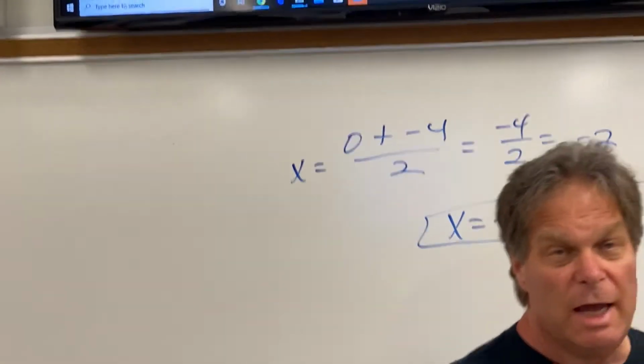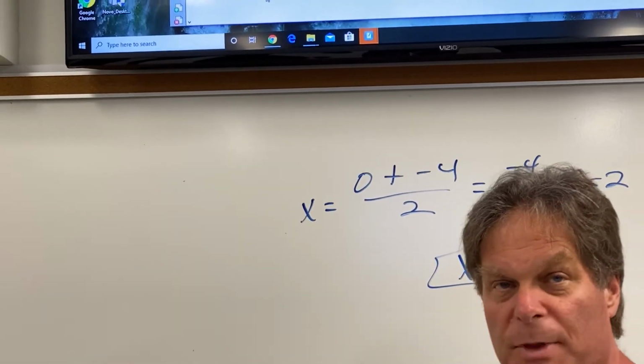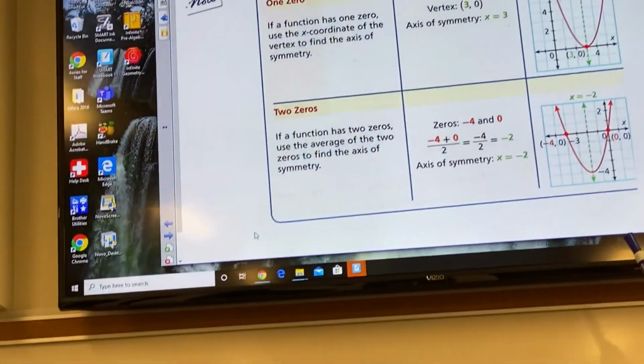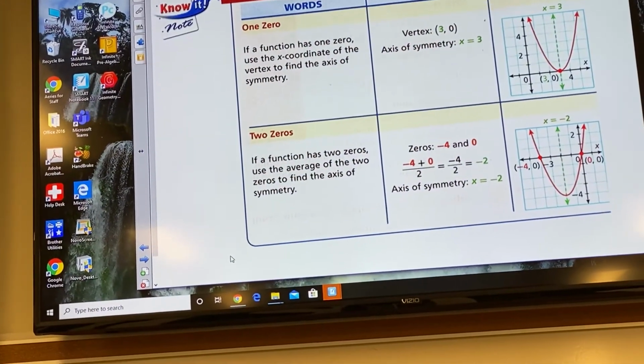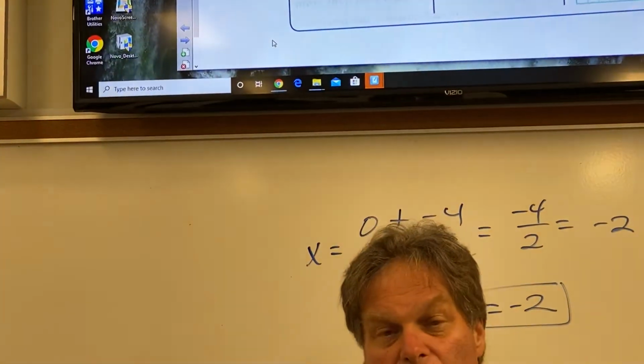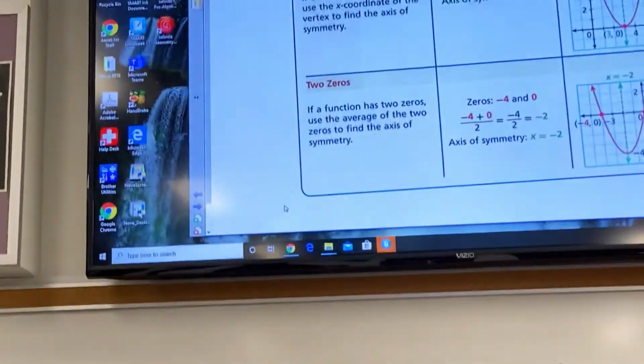It's also the x-coordinate of my vertex. That means my vertex is going to be -2 something. In this case, it's -2, 1, 2, 3, 4, -4, so -2, -4. But that's how you find the axis of symmetry given the two zeros. Take their average, add them up, divide by 2.